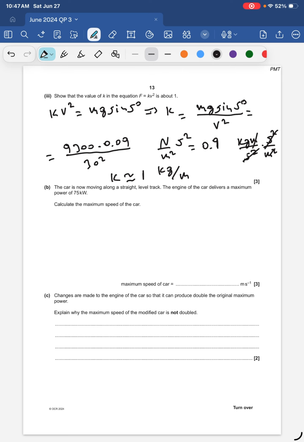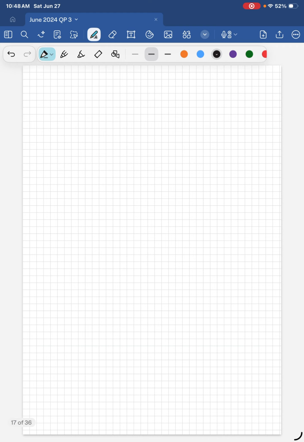Let's move on. Okay, B, the car is now moving along a straight level track. The engine of the car delivers a maximum power of 75 kilowatts. Calculate the maximum speed of the car. I don't have enough space, so I'm going to do part B on the back. So this is the horizontal road, and this is the car. Now we have two forces. We have the force from the engine, and this force is going to be equal to the power provided over the velocity.